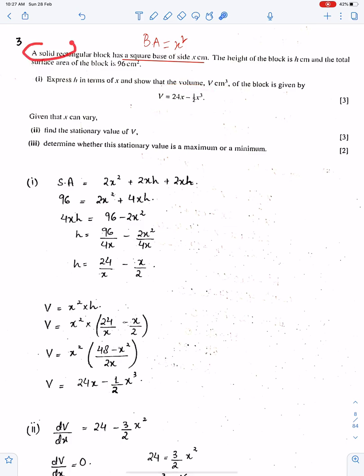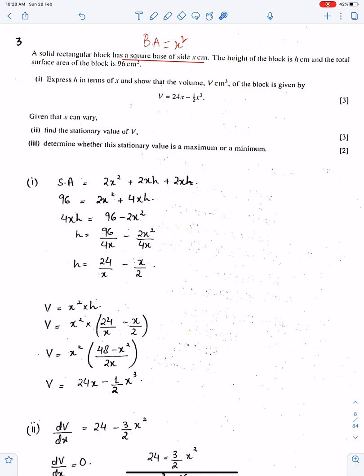Since the block is solid, you have to use the surface area of a closed cuboid. This is the formula of the surface area of a closed cuboid. Make sure you learn all the formulas of the solids. We have done the formulas in O levels, but I gave the list of the formulas in my first lecture of differentiation. Make sure you have watched that lecture.